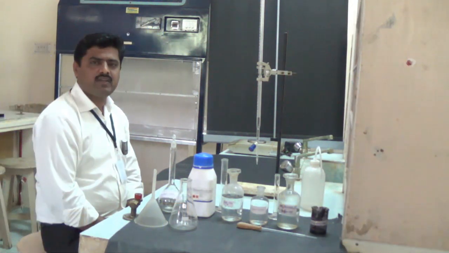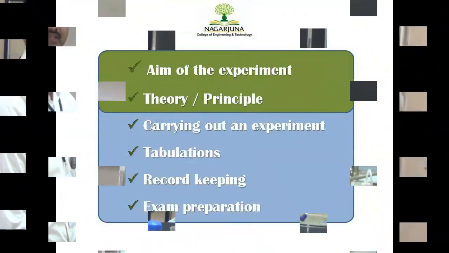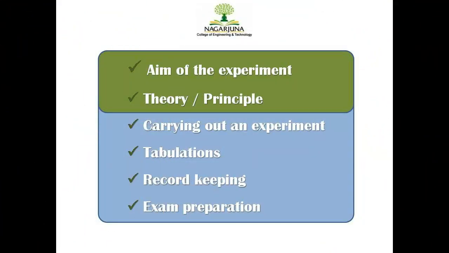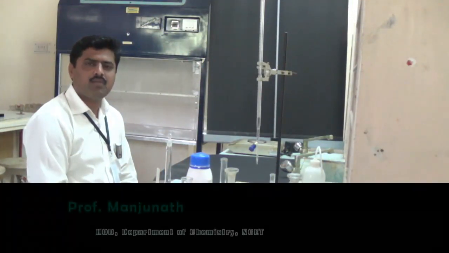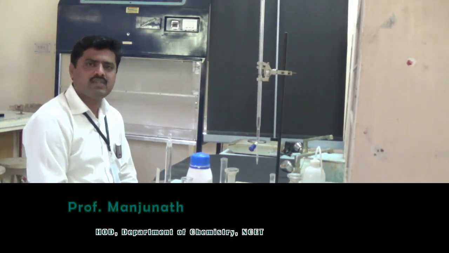Hardness of water. The aim of the experiment is to determine the total hardness of water by using the EDTA method. There are two types of hardness. One is temporary or carbonate hardness, and the second is permanent or non-carbonate hardness.